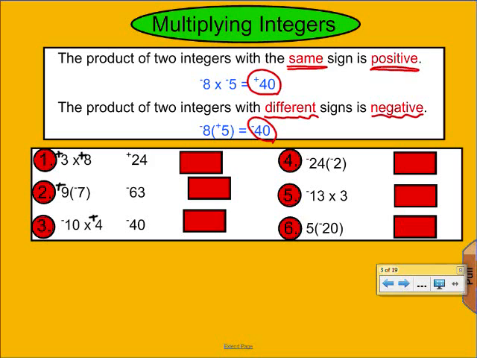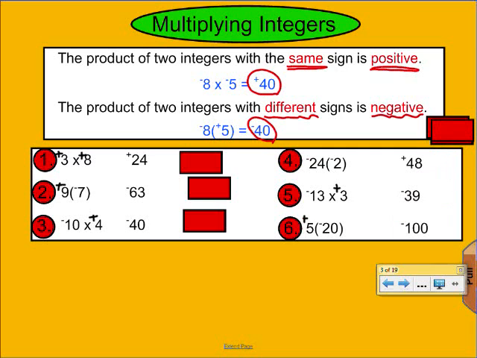In number 4, we have two negatives, negative 24 times negative 2, so that's going to give me a positive 48. In number 5, I want to add a positive sign to that 3, and I have a negative 13 times a positive 3 would be a negative 39. And finally, in number 6, I'm also going to add a positive sign here, and that would be positive 5 times negative 20, and that's going to give me a negative 100. Well, I hope you did well with those rules.